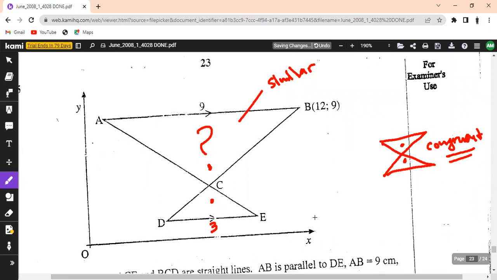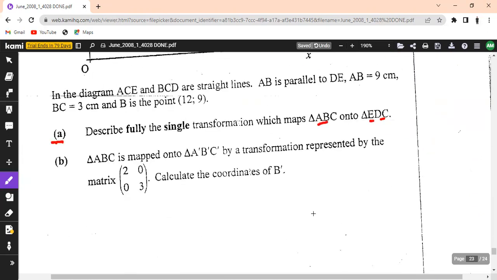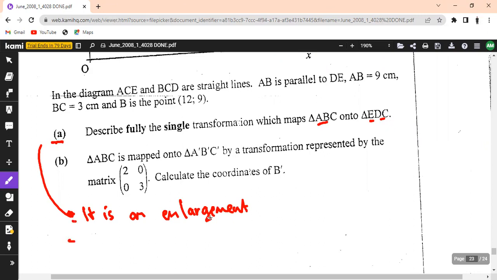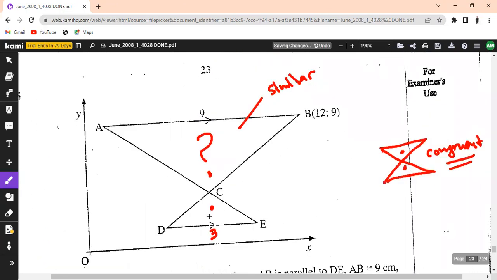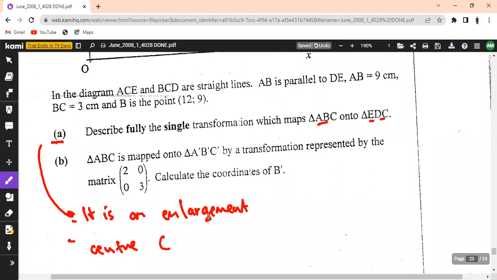All right. So definitely here it is an enlargement. Then we know that for enlargement, we need the center of enlargement. So the center is about where these two meet. They meet at this point C. So it's going to be center C.